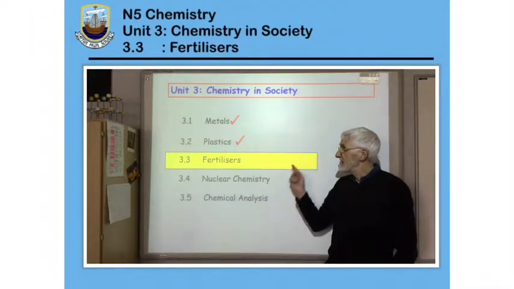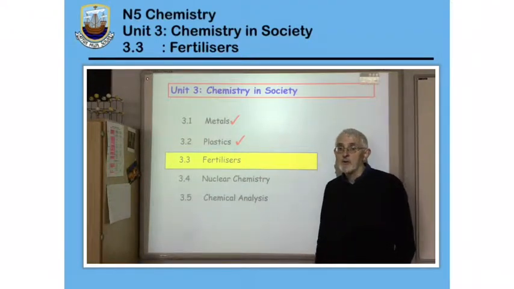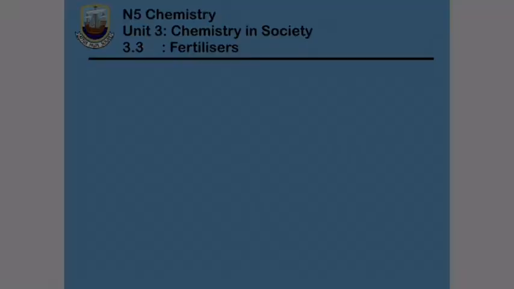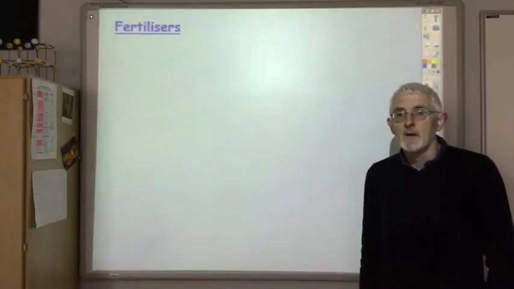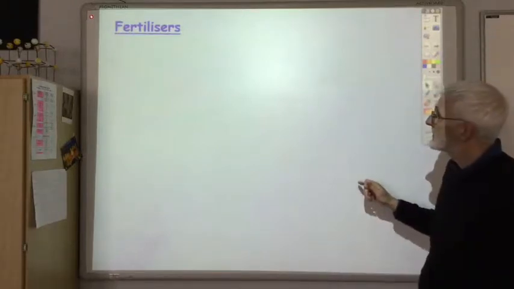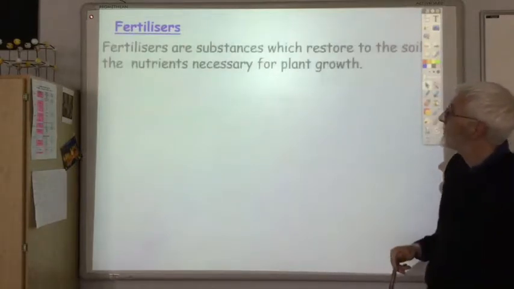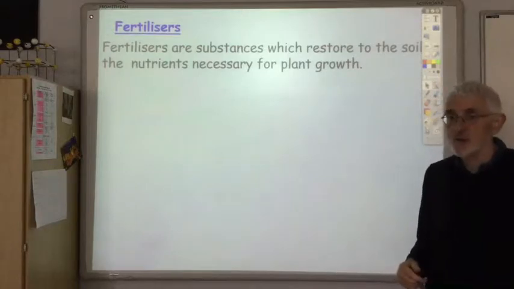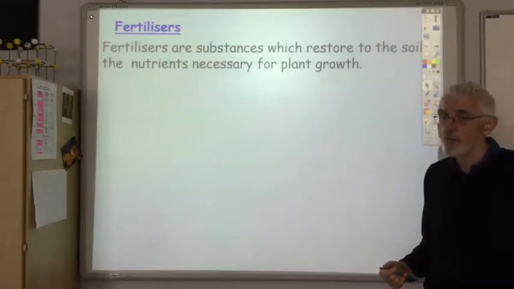We're now going to look at section 3.3 and we're going to look at fertilizers. So what exactly do we mean by the term fertilizers? Well, we're talking about substances which restore to the soil nutrients necessary for growth.